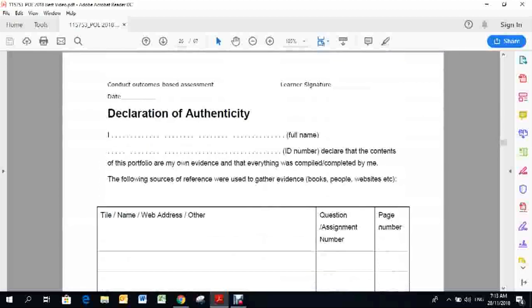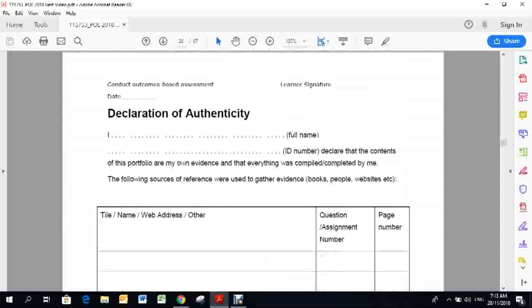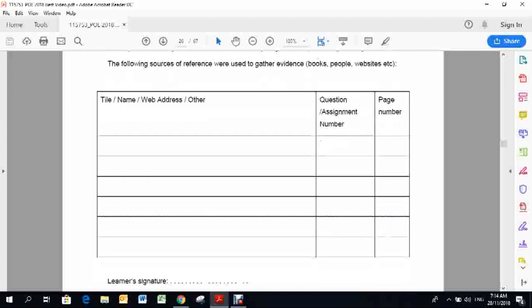Then we get to the declaration of authenticity. That is on page 25. So on this form, you're going to write your full name and surname. And then you put your ID number there and declare that you only used the portfolio, the manual that we've given you. But if you've used any other website or manual or book apart from the one that we've given you, you need to declare where you got it from.